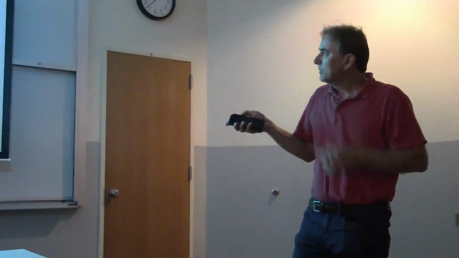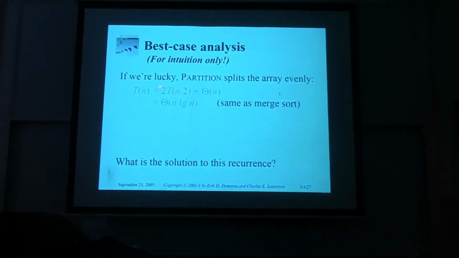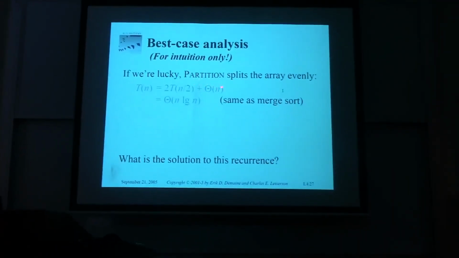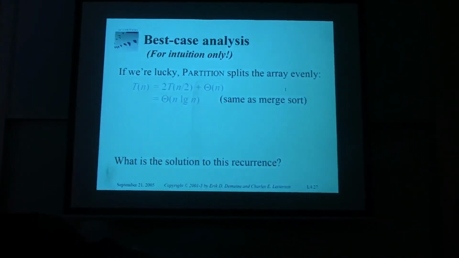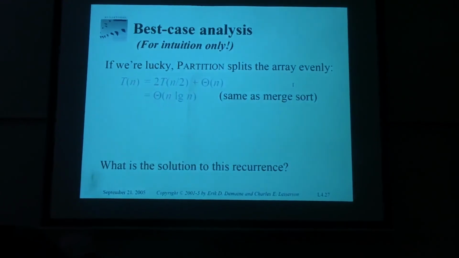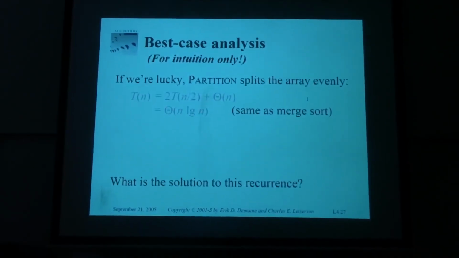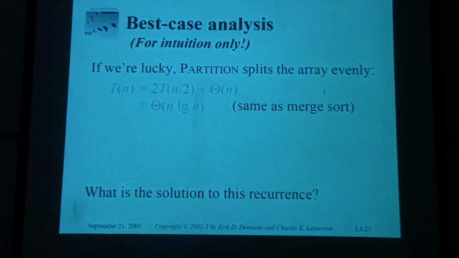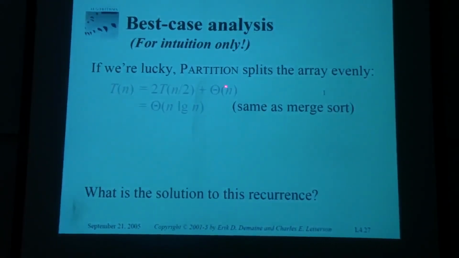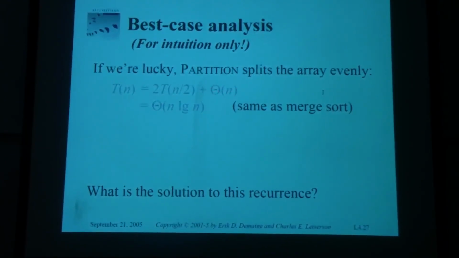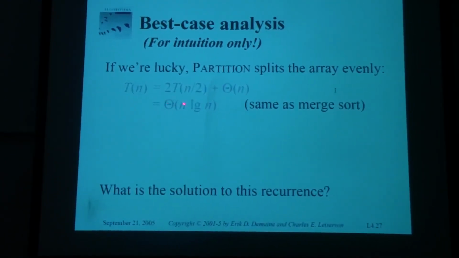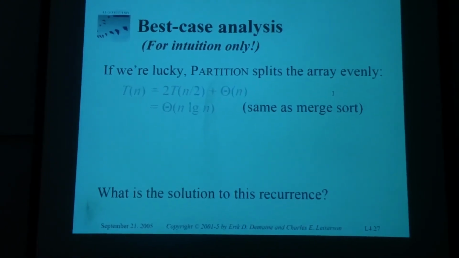So in that case, we're lucky, and we always get about half the problem twice, left half and right half, and this is our partitioning cost. We can solve this by master theorem, because here a and b are both 2. n to the log base 2 of 2 is n to the 1, and f of n is n to the 1, so therefore we have n lg n. So that's the best case. That's the lucky case.